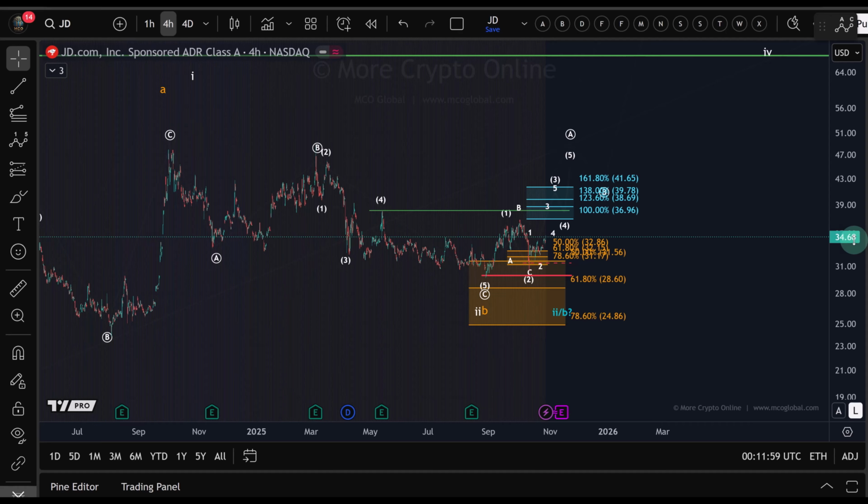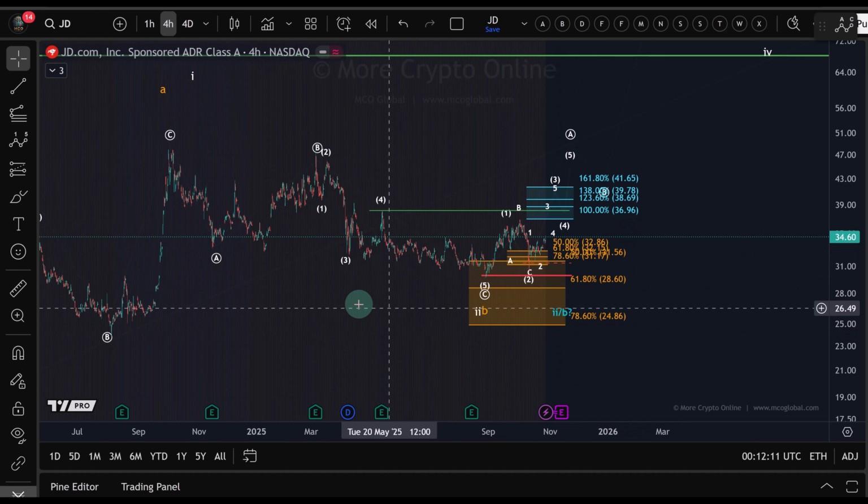What we want to do, we'll take a look at the Elliott wave count, and then we'll take a look at the fundamentals as well, just some key financial metrics. I want to give you my opinion, and we'll take a look at the key metrics.